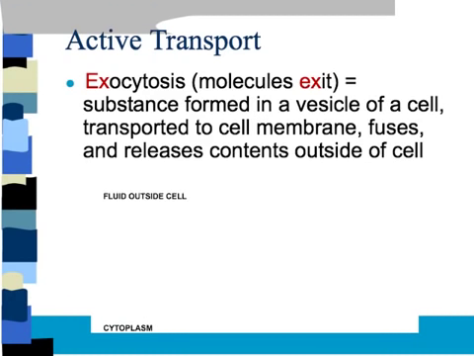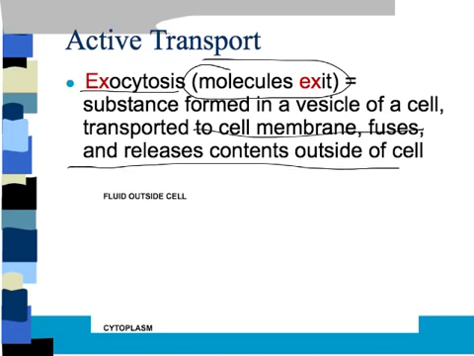Okay. And finally, the last type of active transport is the opposite of endocytosis, which is exocytosis. This is when I'm dumping molecules in bulk out of the cell. Okay, so I'm going to get a vesicle that fuses with the membrane and releases the contents to the outside of the cell. So let's look at a picture.